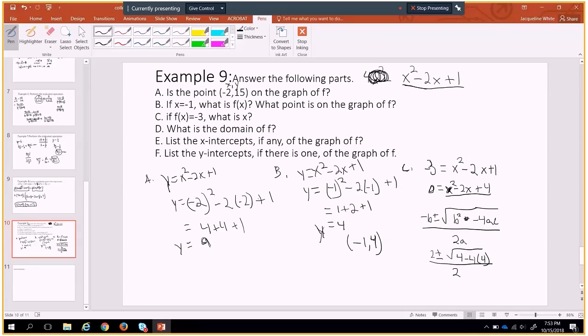I'm just going to erase the other parts so that we can keep going. Wow, technology. This was crazy.